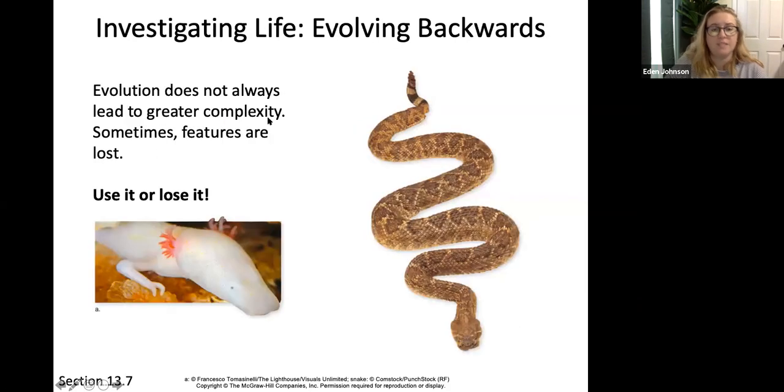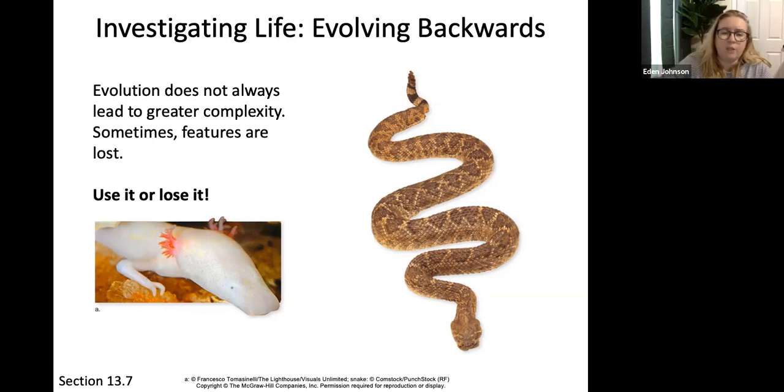Evolution does not always lead to greater complexity. This is important because does an organism need to be more and more complex in order to be better and better suited for its environment? No, sometimes the more things you have to make, the less fit you are. Would there be a reason for a snake to make 2 back legs? No, it wouldn't. It would hold it back.